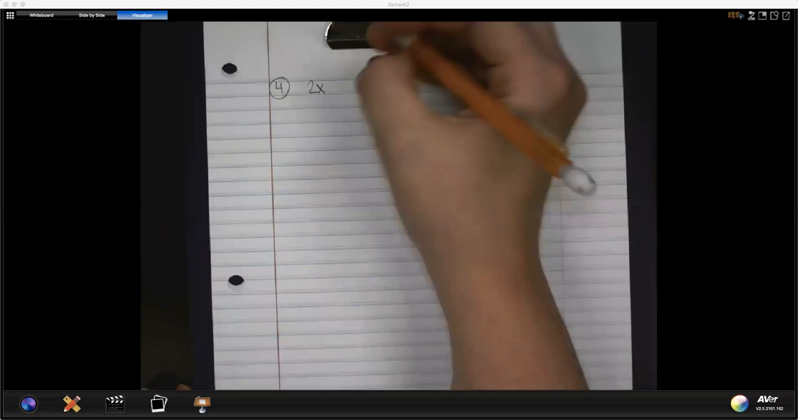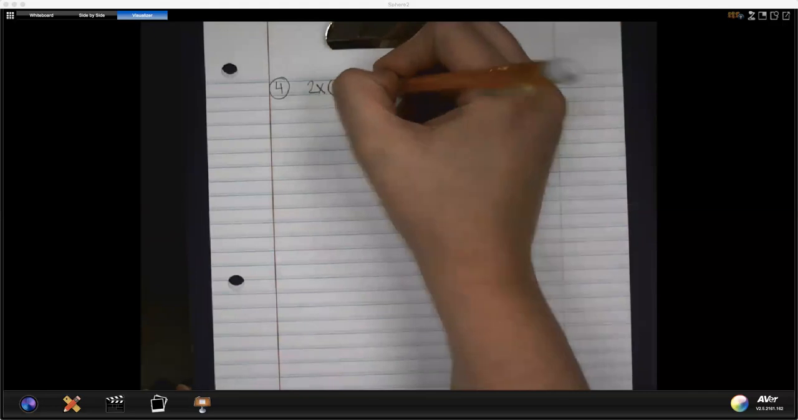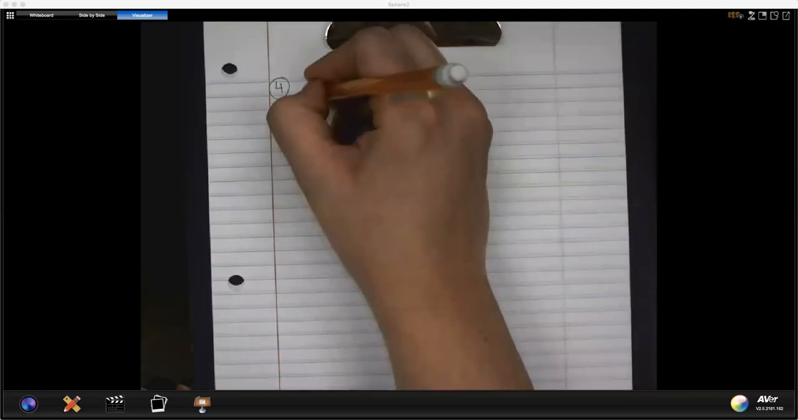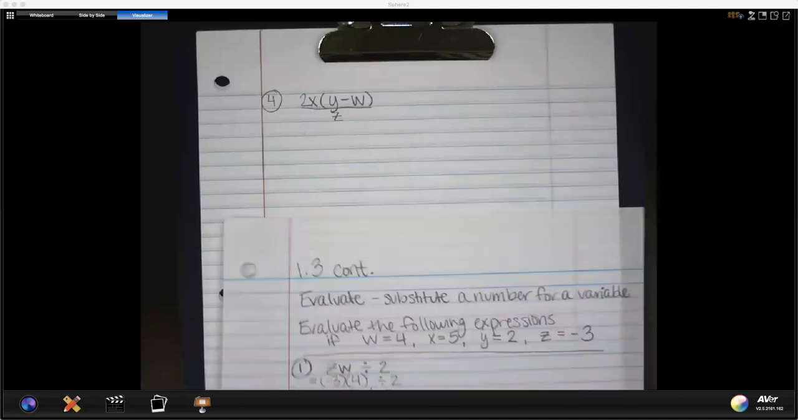Okay, 2x as in a variable, not a multiplication symbol. 2x parentheses y minus w, fraction division, divided by z. So again, that's 2x as a variable, not multiplication. Parentheses y minus w divided by z.